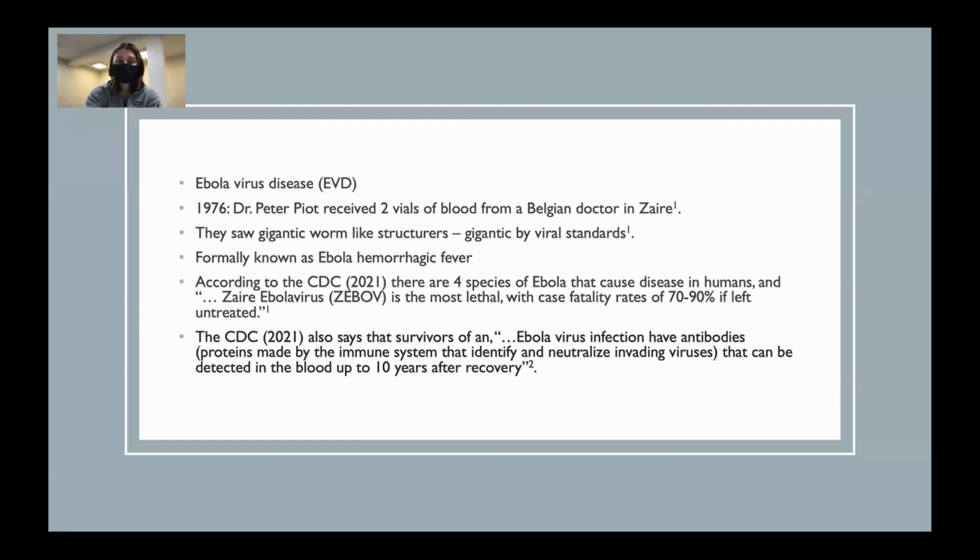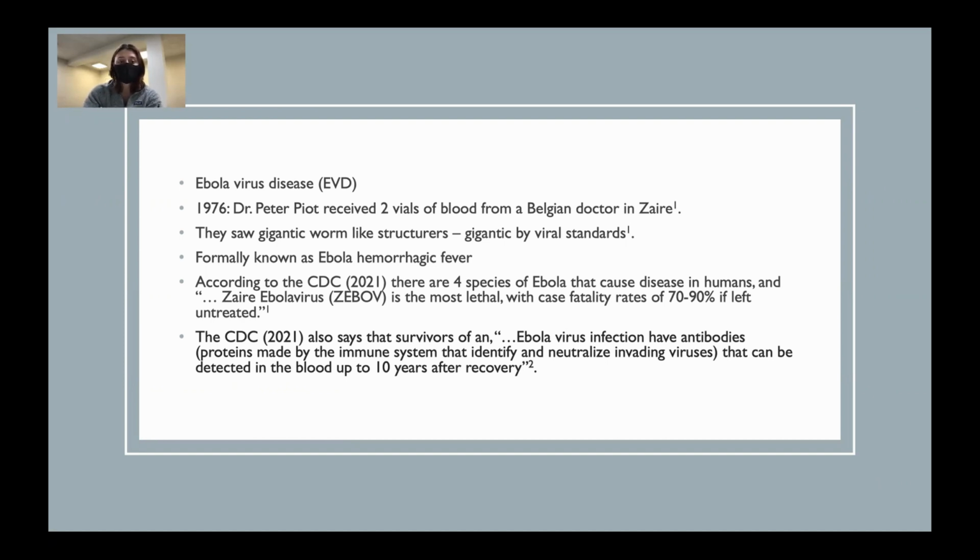Ebola virus disease, otherwise known as EVD, was first discovered in 1976 by Dr. Peter Piot. He received 2 vials of blood from a Belgian doctor in Zaire. He took this blood and put it under a microscope, where he saw gigantic worm-like structures, which he said were gigantic even by viral standards. When he injected this blood into mice, they were dead within a week. When this happened, he decided to send the blood to the CDC, who reported back to him that it was a new hemorrhagic virus. When he heard this, he and his colleagues decided to go to Zaire and visit the village, which was the epicenter of the outbreak.